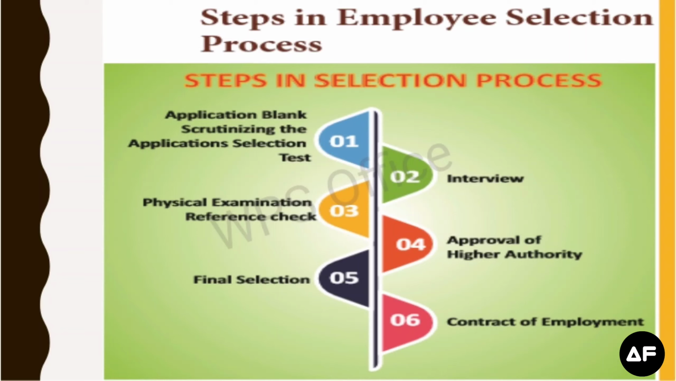Now you can see the steps in which the employee selection process takes place. It starts with scrutinizing, secondly interviewing the candidate, thirdly is physical examination, that is to check the reference, fourth is the approval of the candidate, fifth is the final selection process, and sixth is the contract of the employment, that is giving the candidate a job. We will be dealing with all these steps in detail.